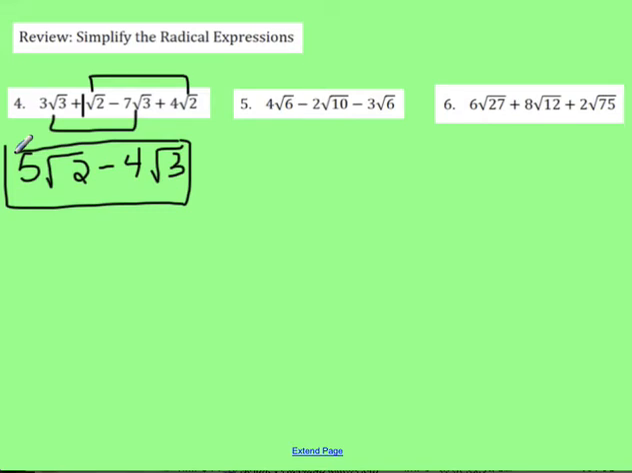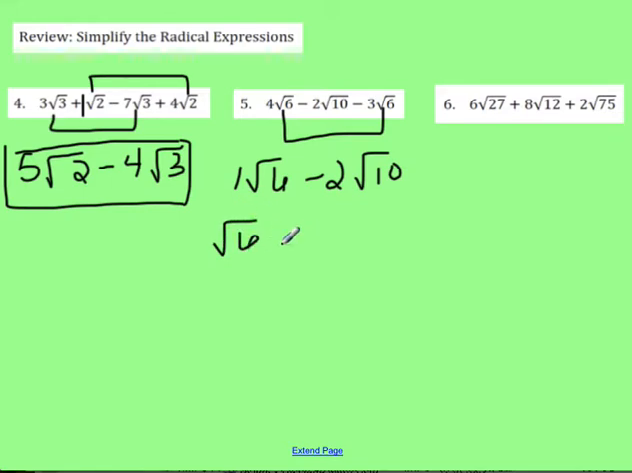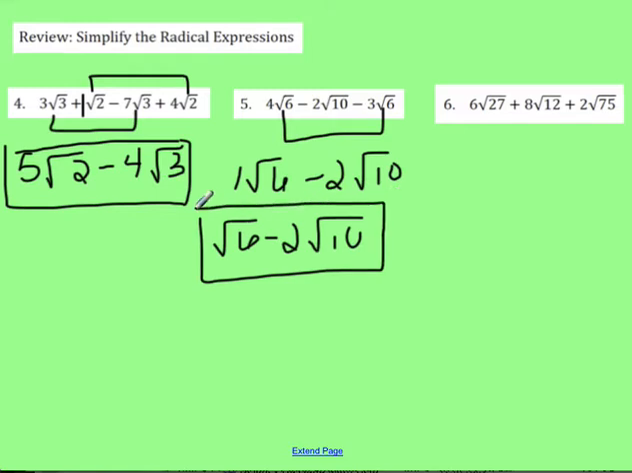So now on this one, all we can do is add these two because they have the same number underneath the radical. So we have 4 minus 3 is just 1 square root of 6. And then that 2 square root of 10 is going to stay the same. There's nothing we can really do with that guy. So then this is really the same as just the square root of 6 minus 2 square root of 10. So that's your final answer for number 5.